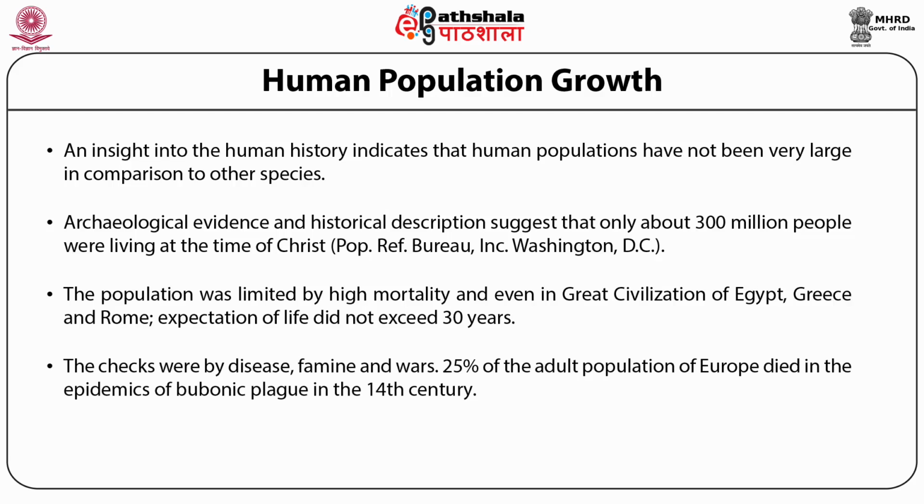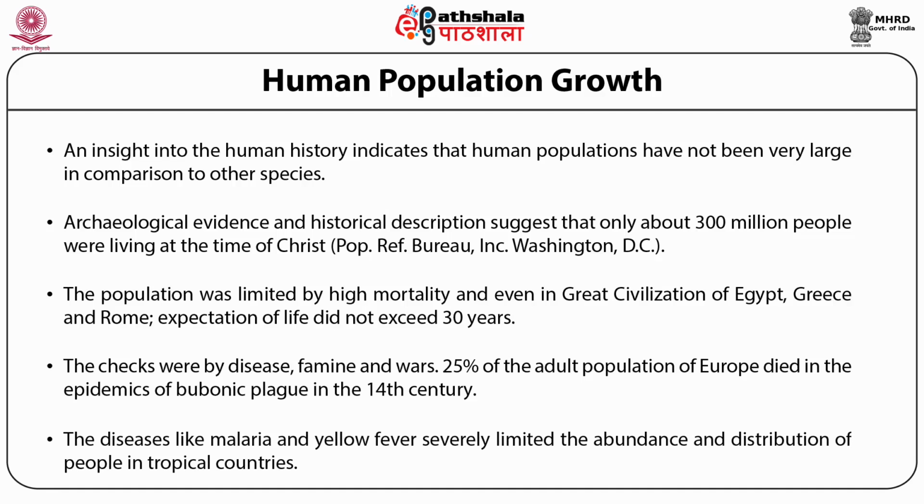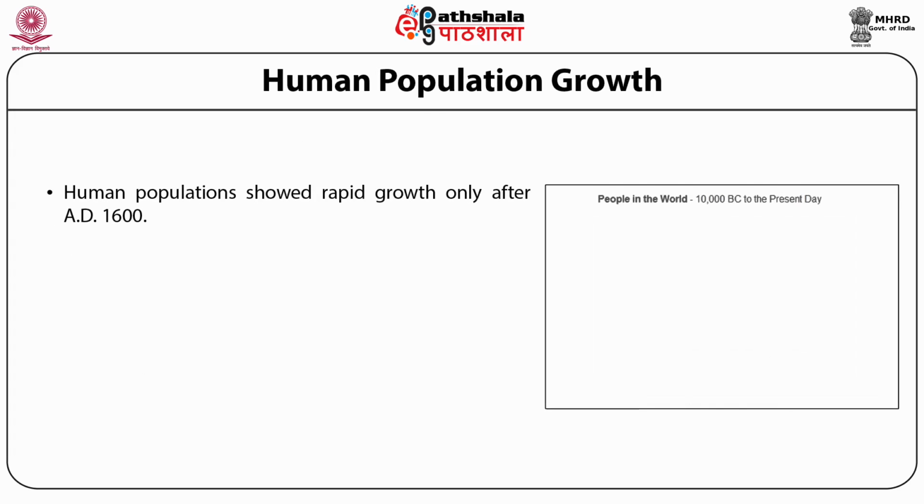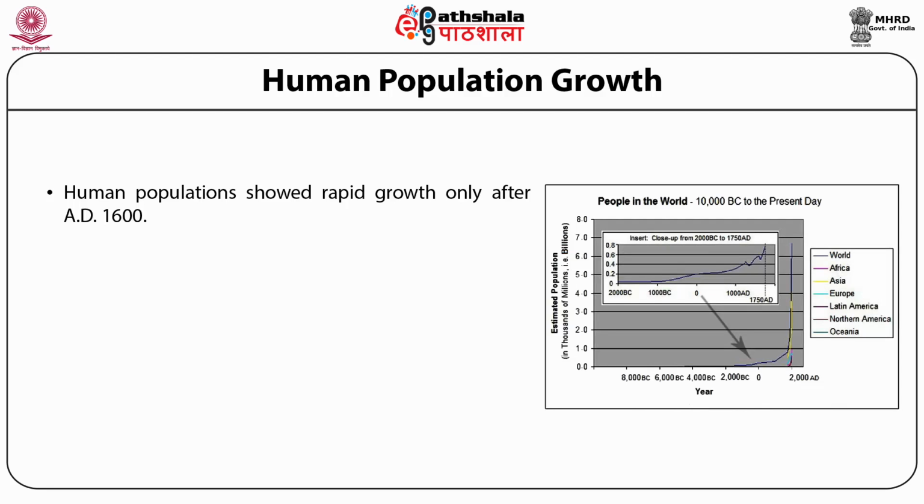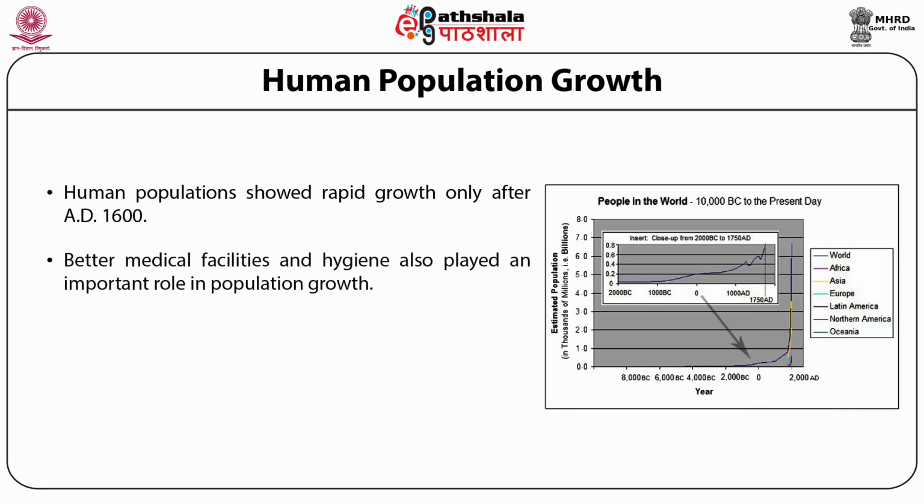The population checks were disease, famine and wars. About 25% of the adult population of Europe died due to epidemics of bubonic plague in the 14th century. Other diseases like malaria and yellow fever also limited the abundance and distribution of humans in tropical countries. Human populations showed rapid growth only after 1600 AD. This was because of rapid growth in the fields of agriculture, industries, and power. Better medical facilities and hygiene also played a very important role in human population growth.